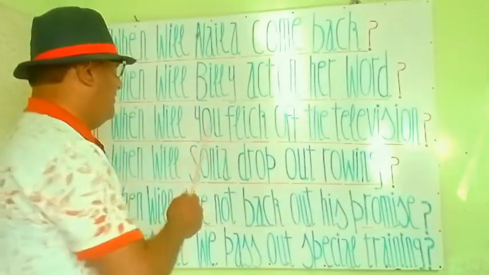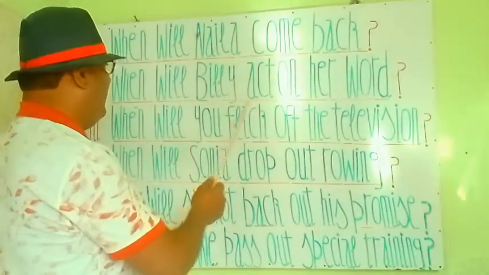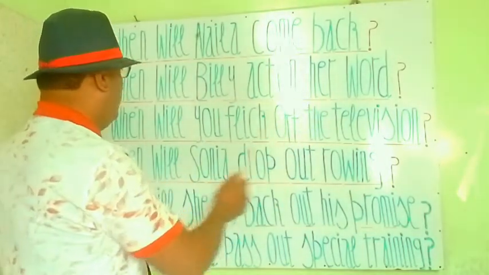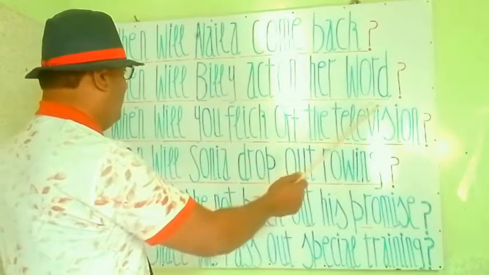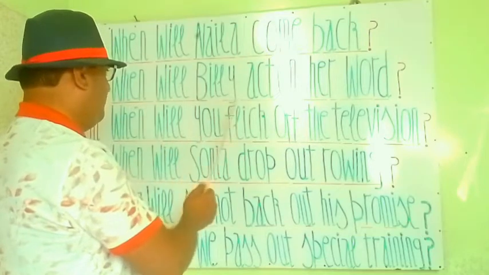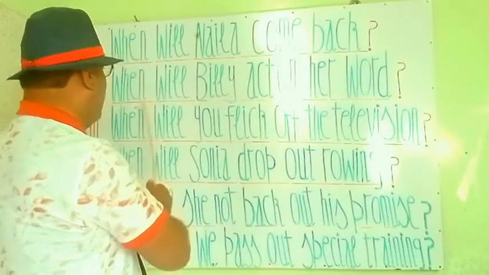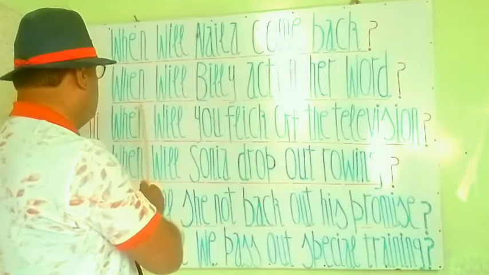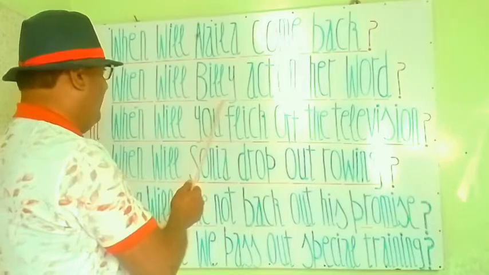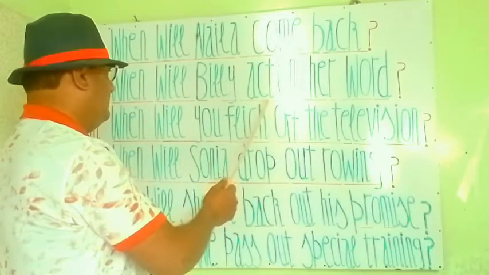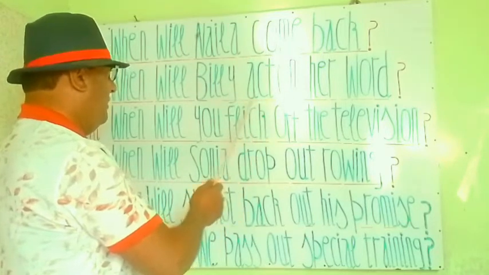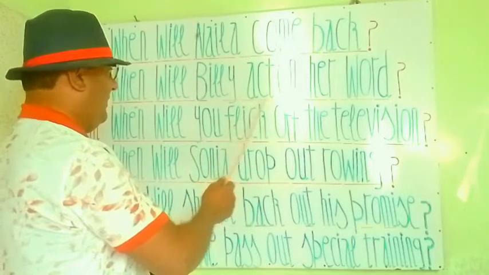Next one is, it's a question. When will Billy act on her word? Billy कब अपने कॉल पर अमल करेगा? Billy कब अपने कॉल को निभाएगा? When will Billy? When is a questionary adjective. Will is a helping verb. Billy is a noun and act on is a phrasal verb. Act on means to take action.